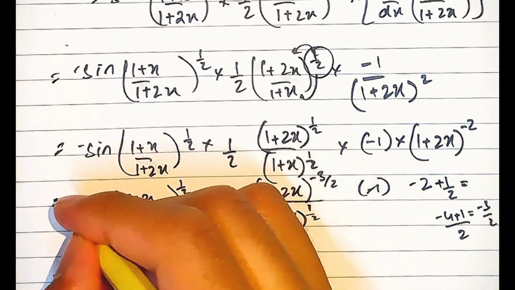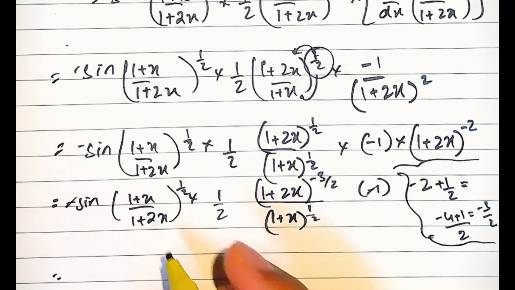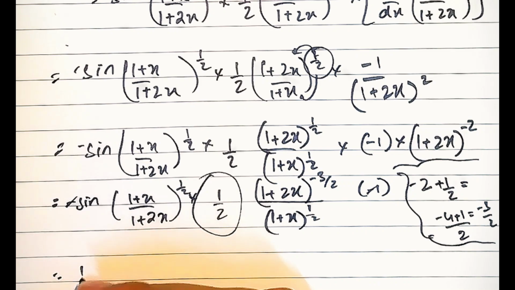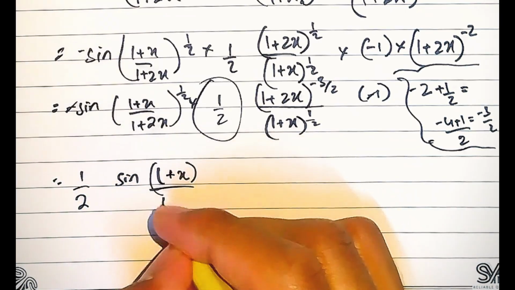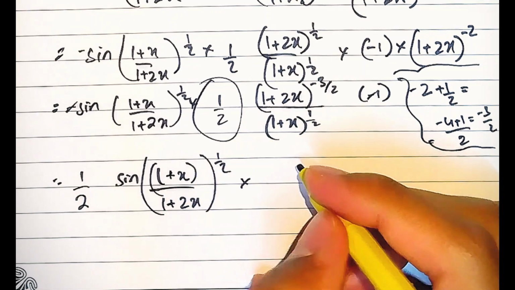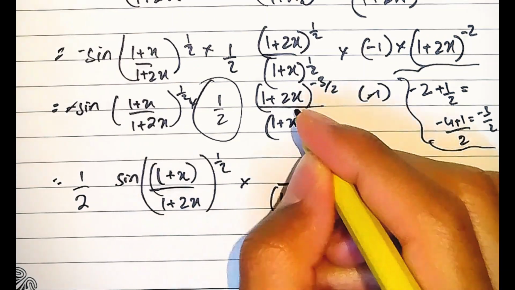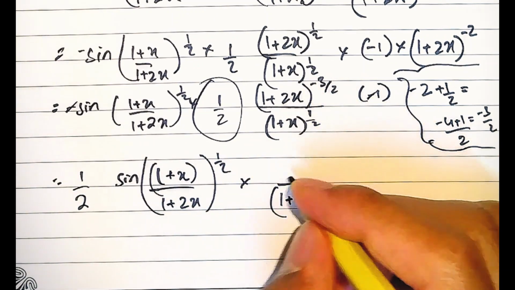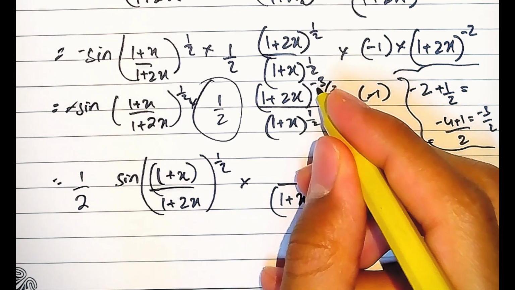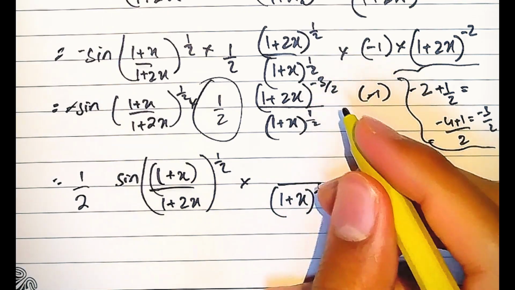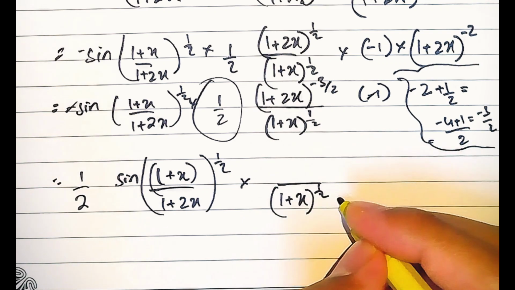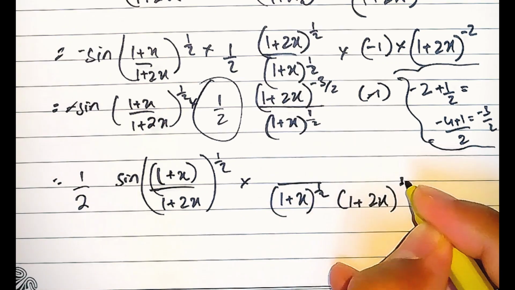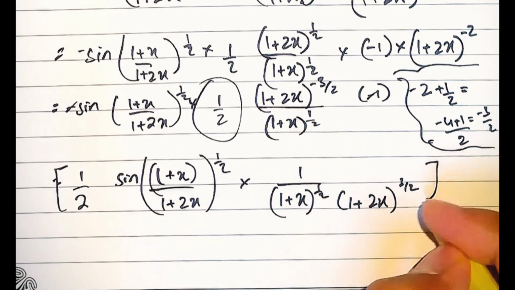Okay, so this negative sign and this negative sign are cancelled, and we are left with 1 by 2, which is the constant, so we can write it at the beginning. 1 by 2 sine (1 plus x divided by 1 plus 2x) power 1 by 2 multiplied by (1 plus 2x) power negative 3 by 2. Now you can write (1 plus 2x) power negative 3 by 2 in the numerator, but the thing is the power is negative, so it is actually inappropriate to write it in the numerator. So I can simply reciprocate it. (1 plus 2x) power 3 by 2 would be positive, and in the numerator I would have 1. This is the final derivative.